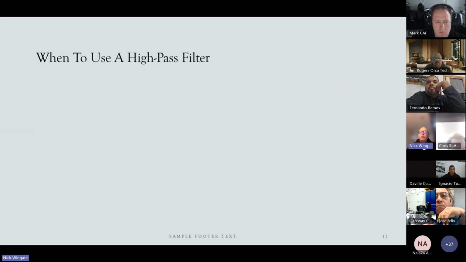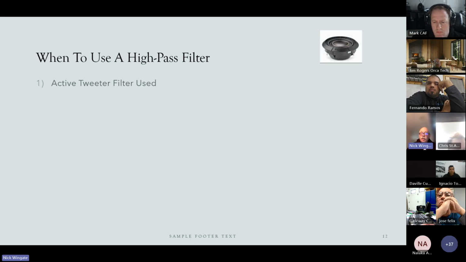Now, when to use this high pass filter? Well, there's a lot of reasons why you want to use this filter, okay? Number one, you want to use it because of tweeters. Obviously, with tweeters, you want to limit how low they can play, because we all know they don't have a very big voice coil, and we can blow them in a heartbeat, okay? And we don't want to do that.